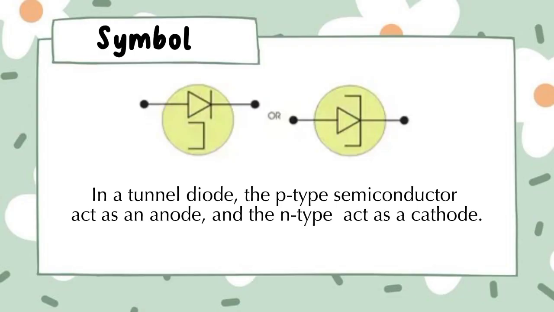Symbol: in a tunnel diode, the p-type semiconductor acts as the anode, and the n-type acts as the cathode. We know that an anode is a positively charged electrode that attracts electrons, whereas a cathode is a negatively charged electrode that emits electrons. In a tunnel diode, an n-type semiconductor emits or produces electrons, so it is referred to as the cathode. On the other hand, a p-type semiconductor attracts electrons emitted from the n-type semiconductor, so a p-type semiconductor is referred to as the anode.